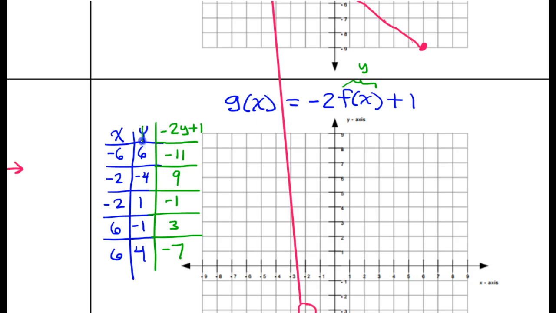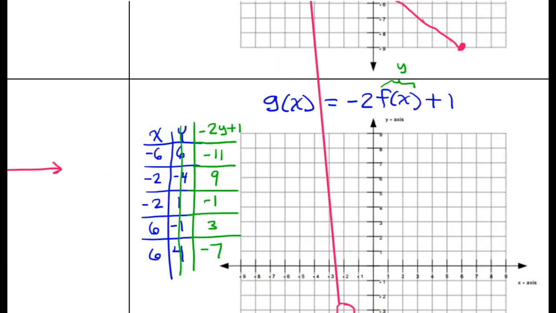So now that I have my new y values, I can throw out the old y values. By multiplying by -2, this is accomplishing the reflection over the x-axis and the vertical stretch by a factor of 2. It's doing both of those things at once. And then by adding the 1, I'm shifting all of the points up 1. So that's all I have to do. So I'm just going to plot these points.